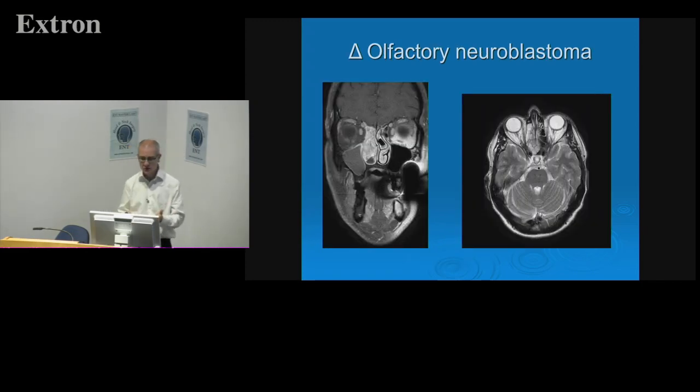This is an olfactory neuroblastoma. You can see that it strongly enhances, not dissimilar to all those other ones that I showed you earlier in the talk, so there's nothing terribly specific about it. You can see relatively bright T2 signal. One thing to remember about these olfactory neuroblastomas is that not only can they present with neck nodes, but they can also recur in neck nodes. So you need to do neck imaging, not just skull-base imaging.